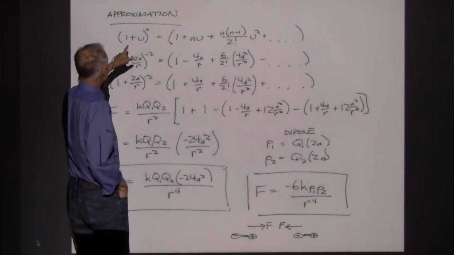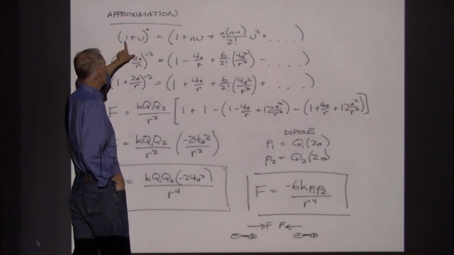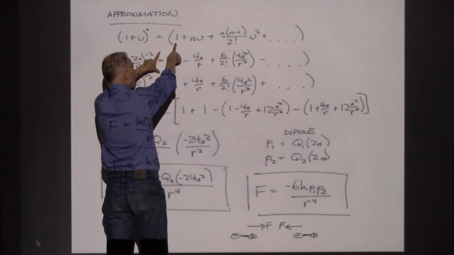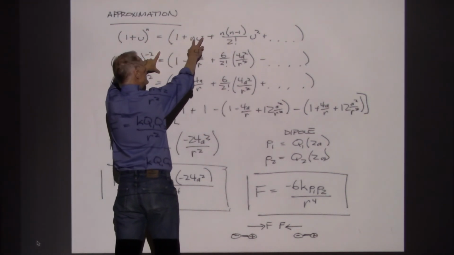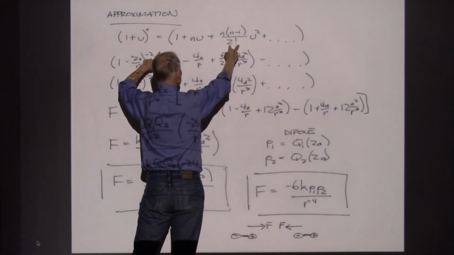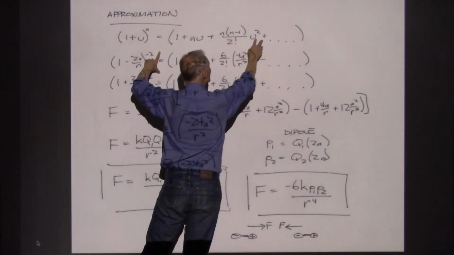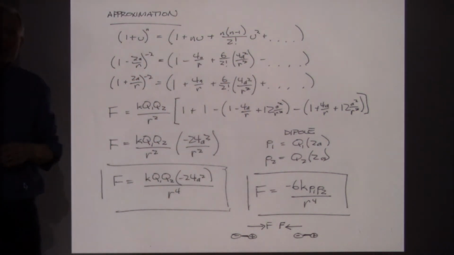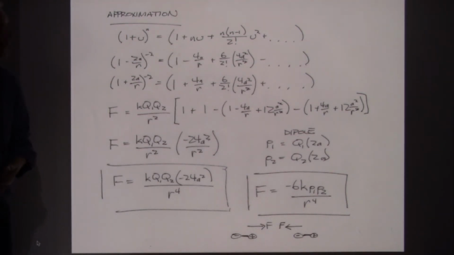If u is much smaller than 1, then in this series, 1 is the biggest value. And then nu will be smaller. The next value is n(n minus 1) over 2 factorial u squared. The terms just consistently get smaller and smaller. What that means is we can use this as an approximation technique.